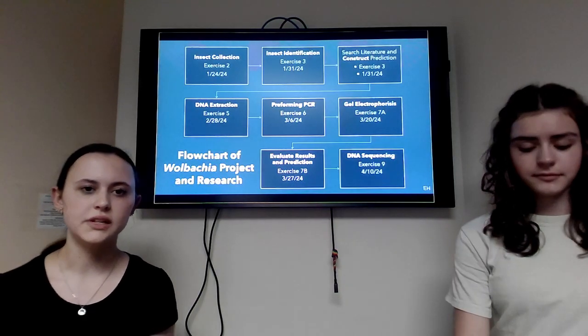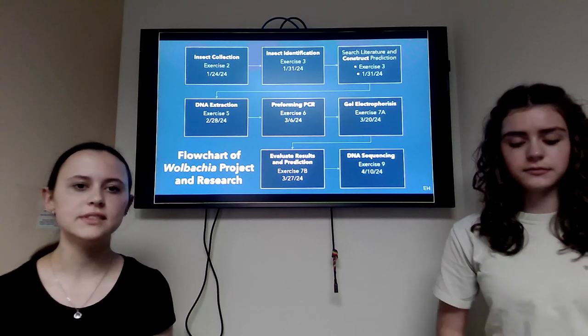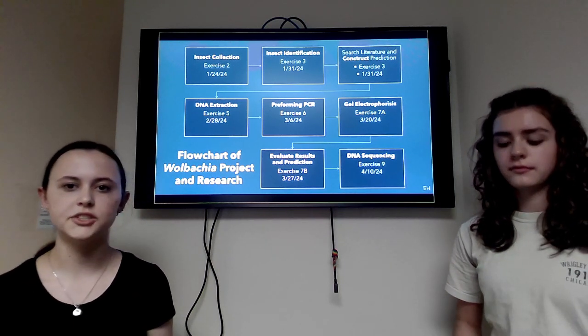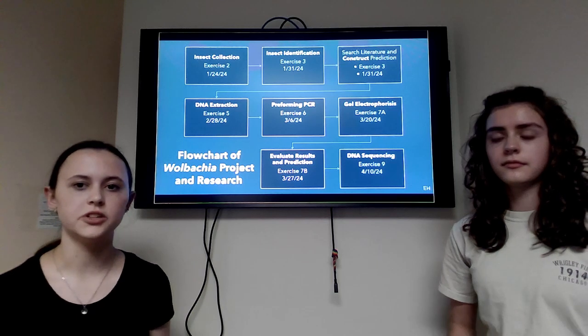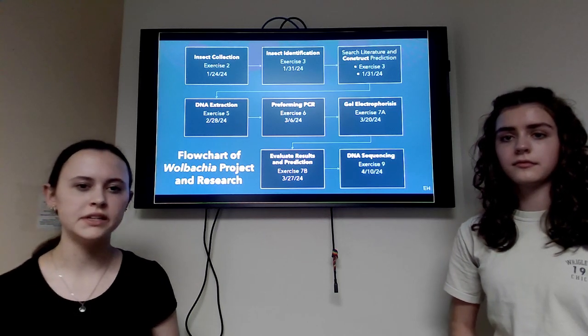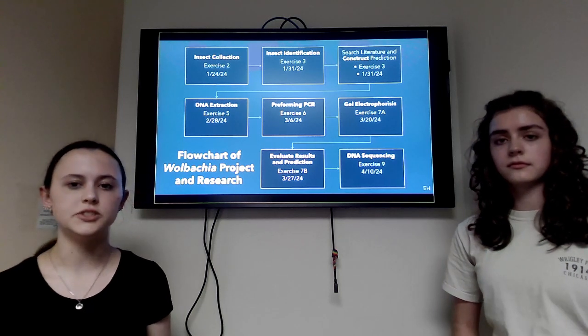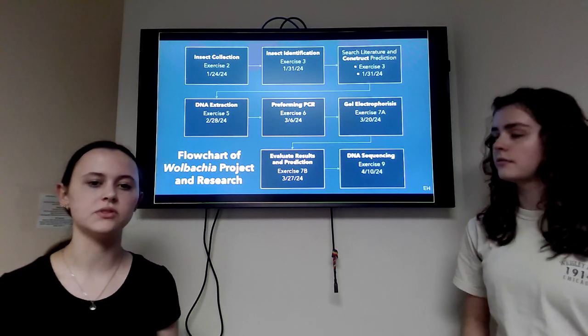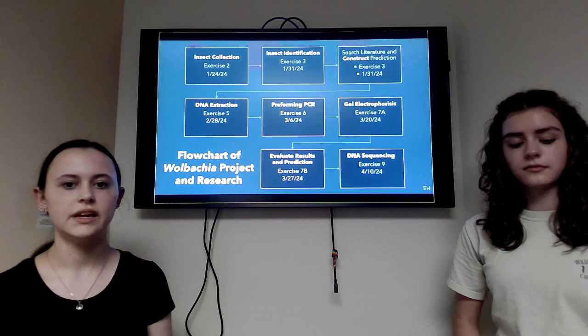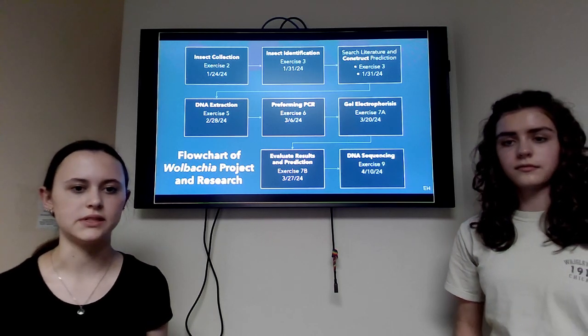So throughout the project, we followed the steps of insect collection, insect identification, searching literature, and constructing a prediction. We then extracted the DNA, performed PCR on the DNA, did gel electrophoresis, evaluated the results and the prediction from those results, and then DNA sequencing.